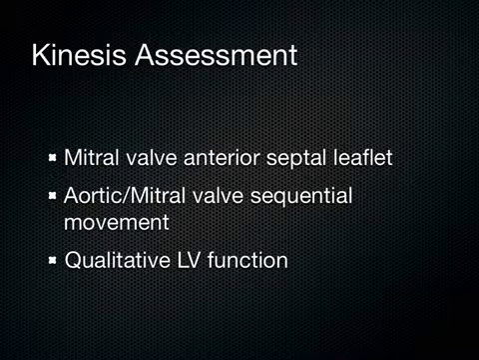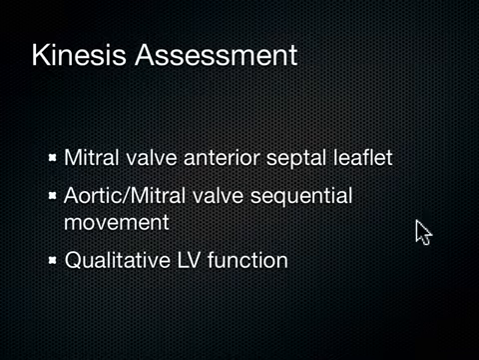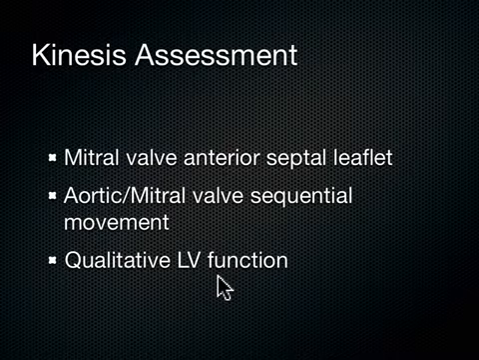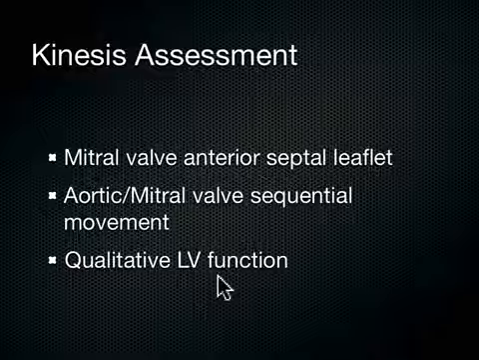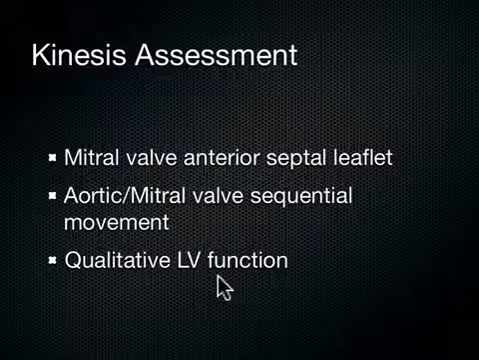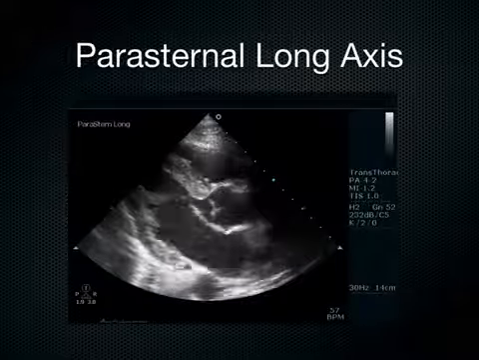Okay? Kinesis. I've got a patient who's hypotensive. Do I give them fluids or pressors? That's kind of like my first branch point in my head when I've got a patient with hypotension. And I can help that branch point one way or the other using this kinesis assessment. I'm going to look at the mitral valve, the anterior septal leaf of the mitral valve, and how well that comes up and smacks into the septum of the heart. I'm also going to look at the sequentiality of the aortic valve and the mitral valve, how well they work together, and I'm going to look at the LV and how much squeeze is going on in the LV. Okay, so here's how I do this.